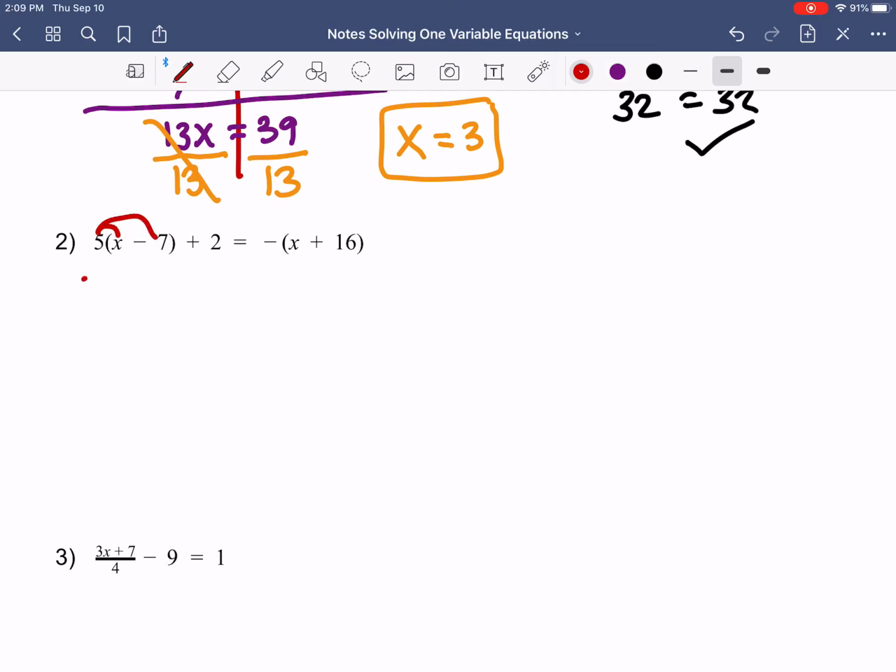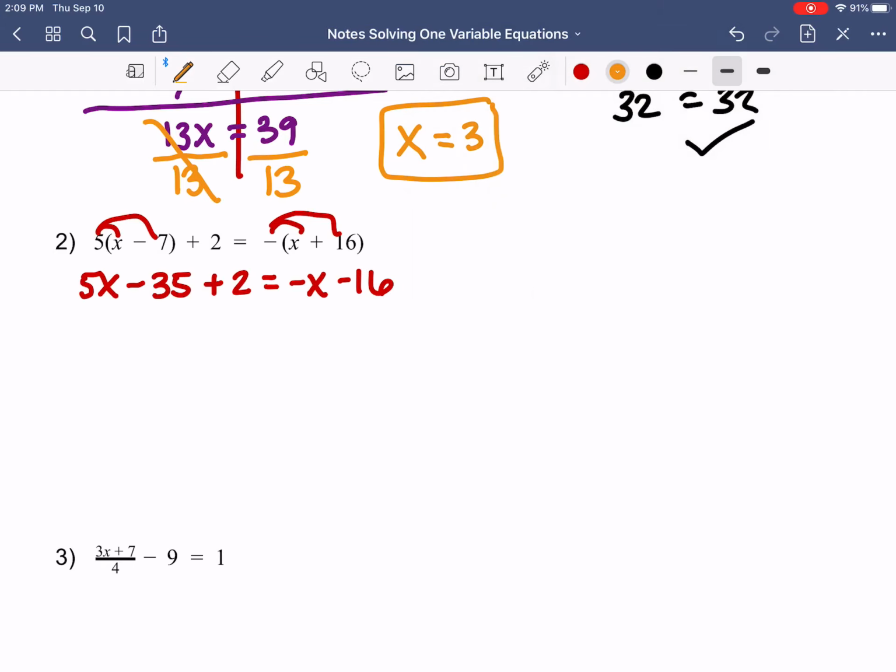So when you distribute, you multiply. 5 times x is 5x. 5 times -7 is -35. I add my 2. Distribute my negative sign. My positive x becomes negative. My positive 16 becomes -16.